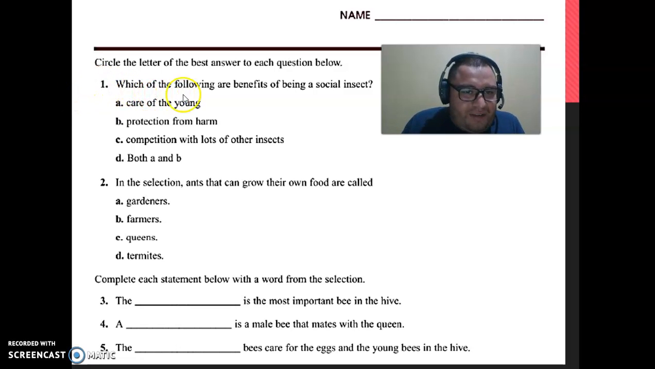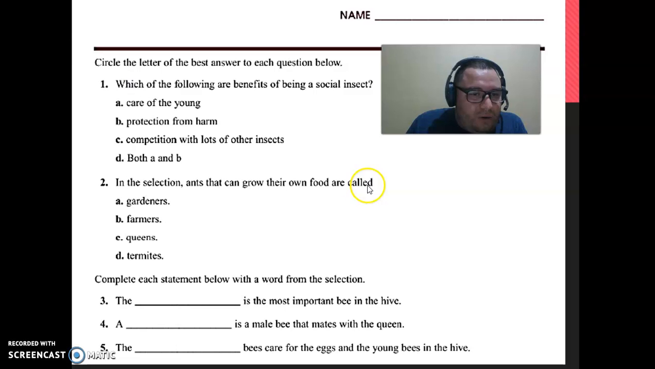Question number 1. Which of the following are benefits to being a social insect? Option A, care of the young, is true. Protection from harm is true. Competition with lots of other insects, I don't think so. Both A and B. This is the answer.